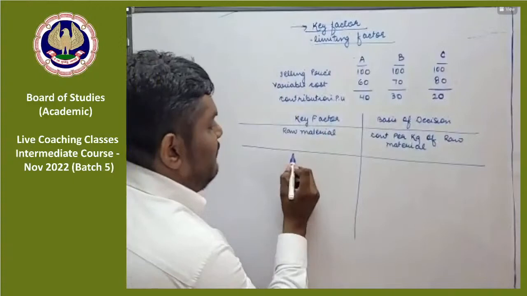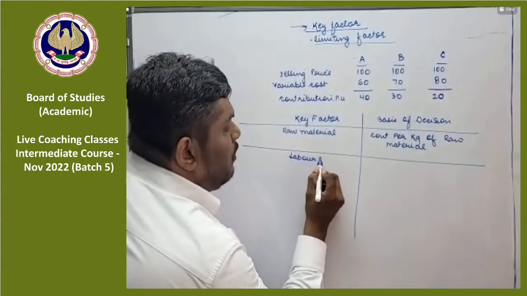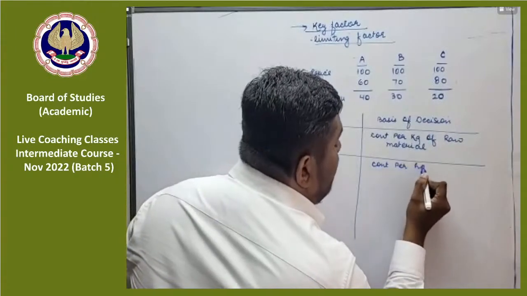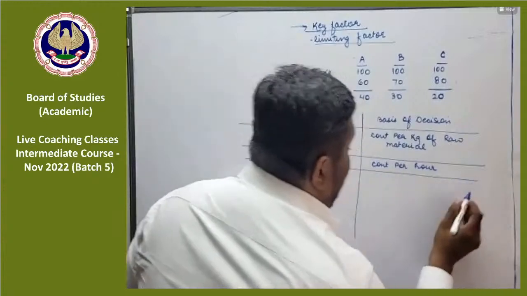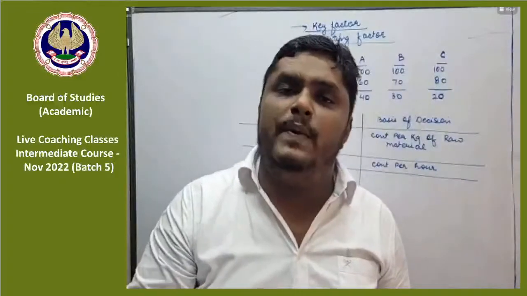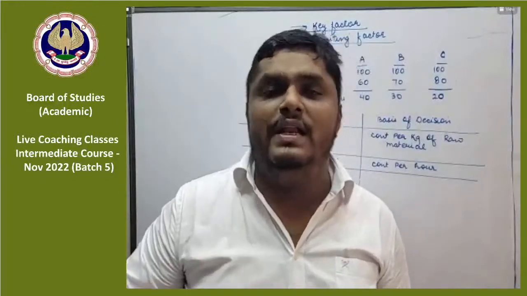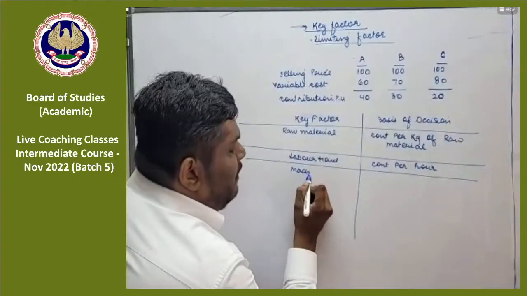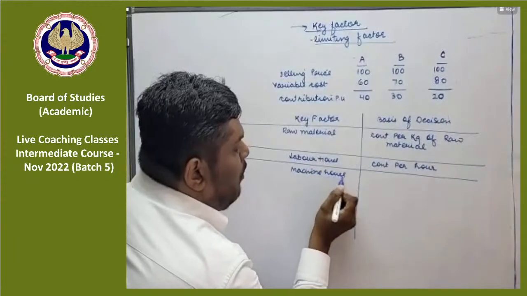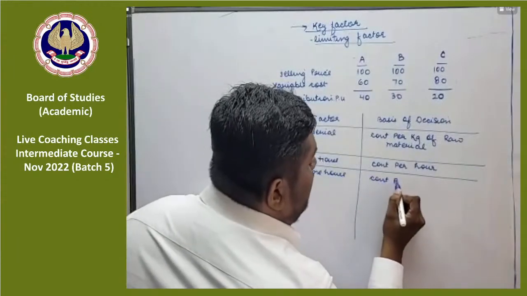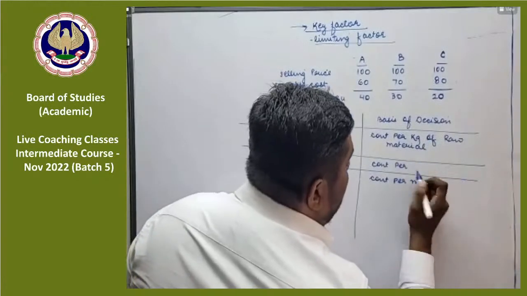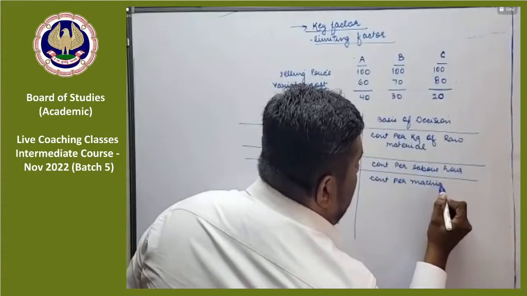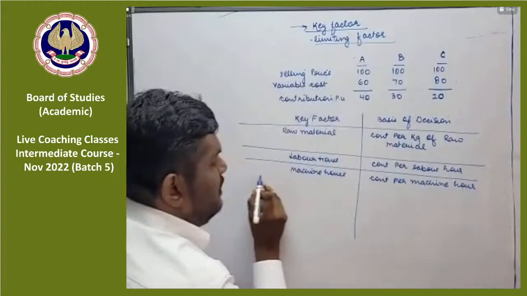Now next, if we have limited labor hours, we will calculate the contribution per hour, and the production with the maximum contribution per hour should be given the first priority, and accordingly we will give the second and third priority. If machine hours are in limited supply, contribution per machine hour.